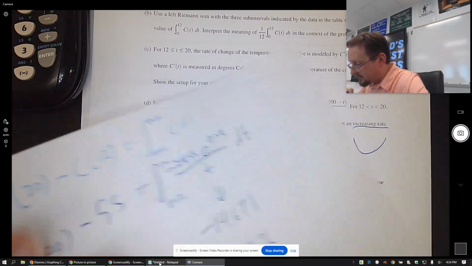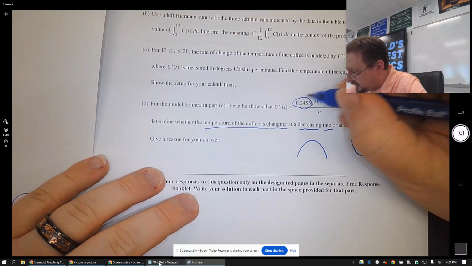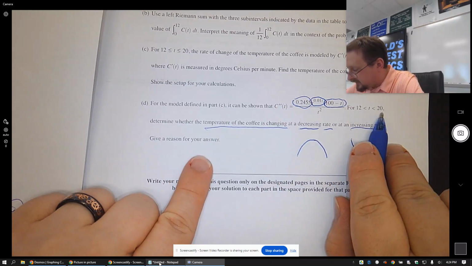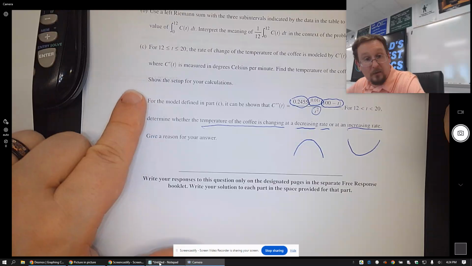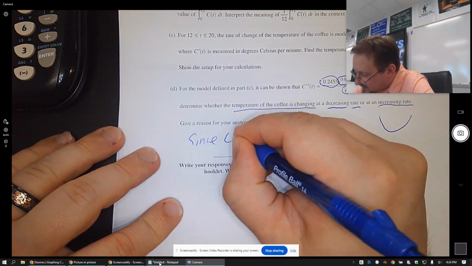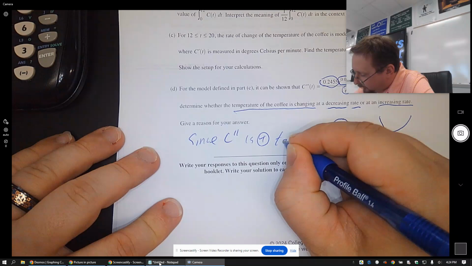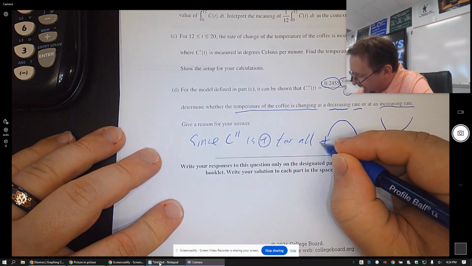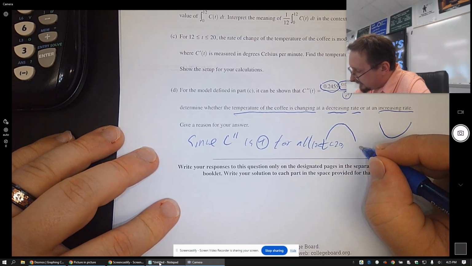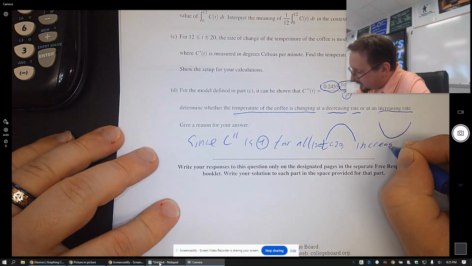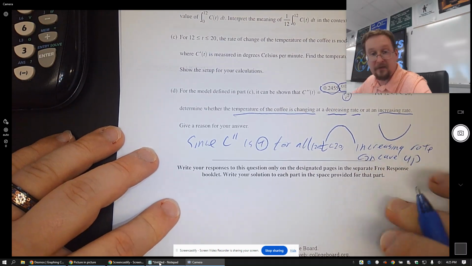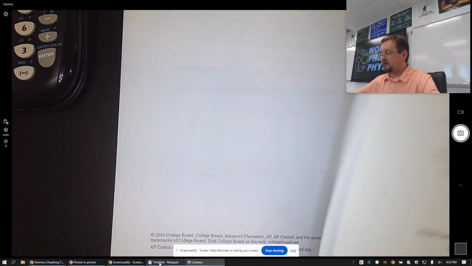So I'm going to say that this has to be positive because it's from 12 to 20 over t squared, which again is positive because all the t's are positive. So since c double prime is positive for all t from 12 to 20, the temperature is changing at an increasing rate because it's concave up or something like that, right? Okay, so that's the story there.